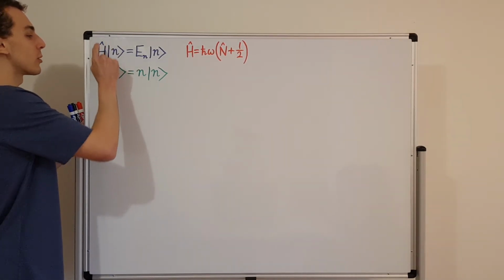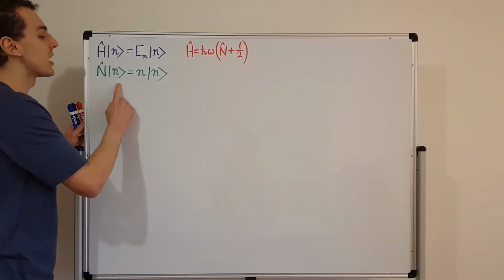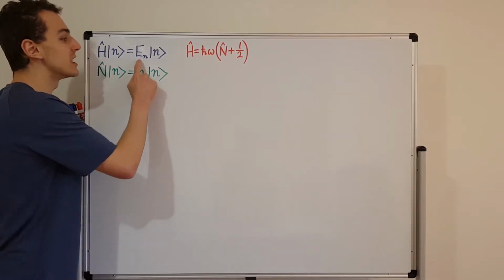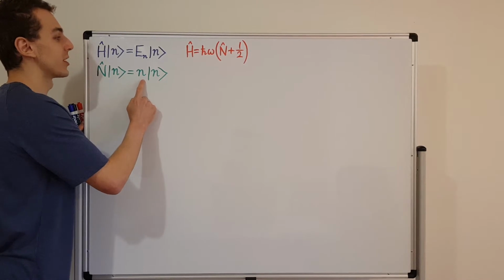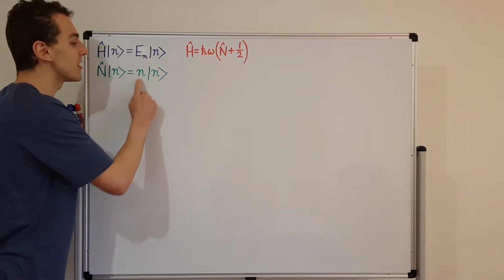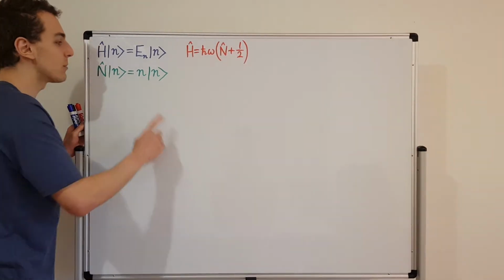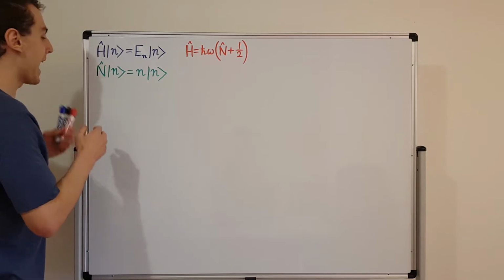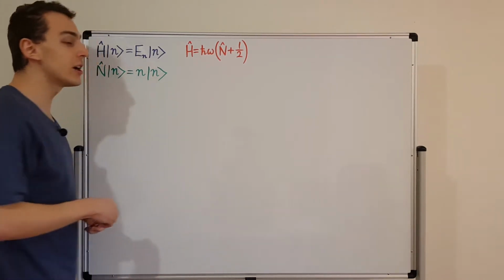The Hamiltonian operator and the number operator share the same eigenstates, but the eigenvalues are different. So we have different eigenvalues over here. But this eigenvalue is associated with the energy, but this is associated with the number of the state. And in a previous video, we found some restrictions that we can put on n. n, we know, has to be a real number.